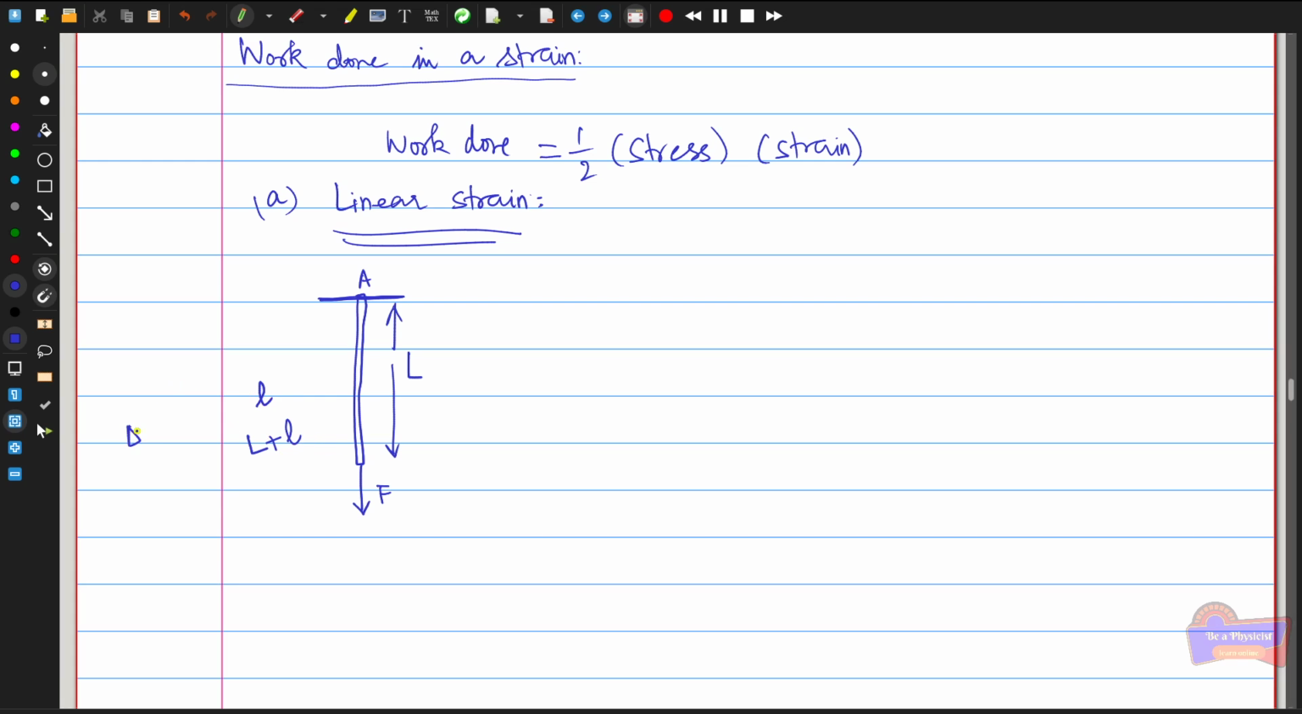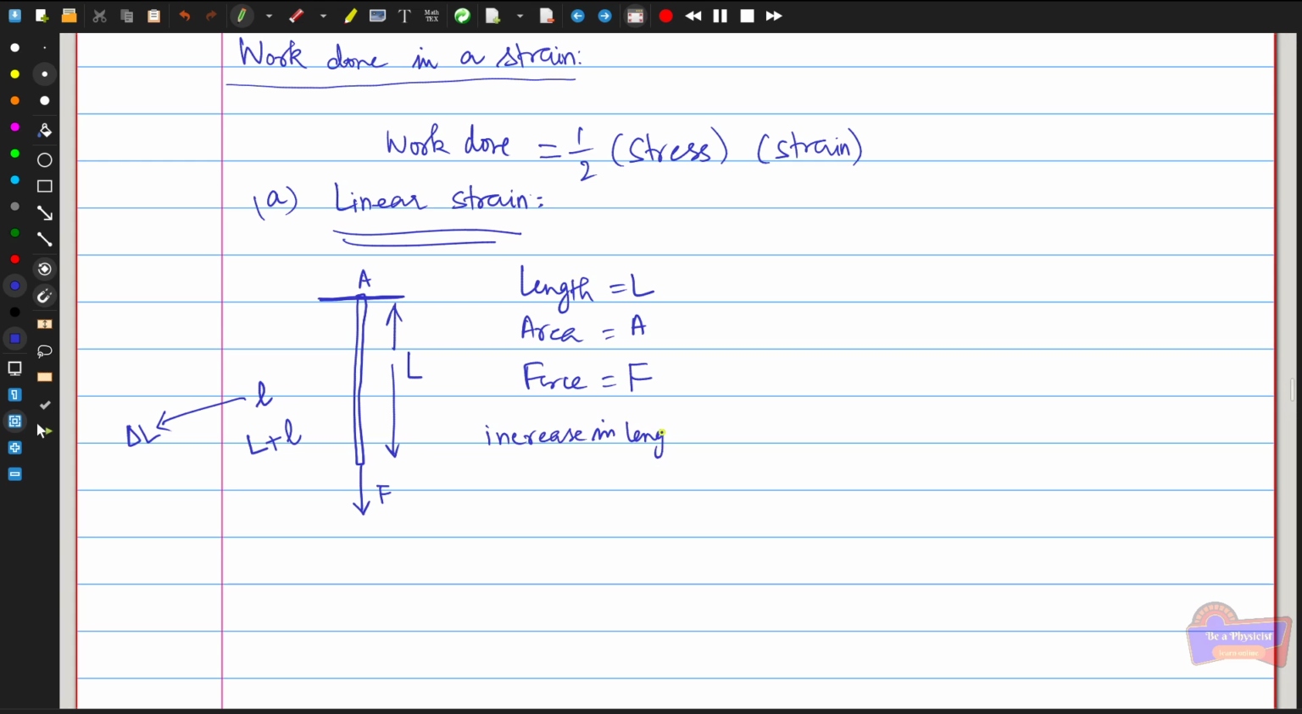Previously I took it as delta L, but for mathematical convenience I have taken the notation as small l. So the total length is capital L, the area is capital A, the force acting on the wire is capital F, and the increase in length is small l. Using this, I can easily find the work done.